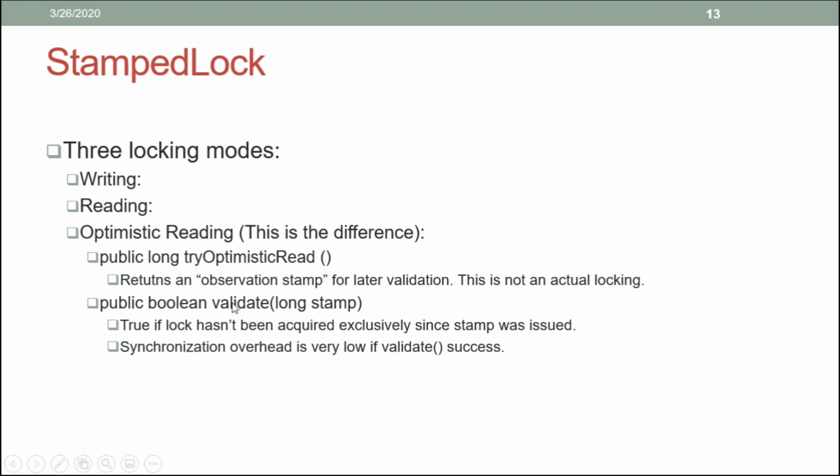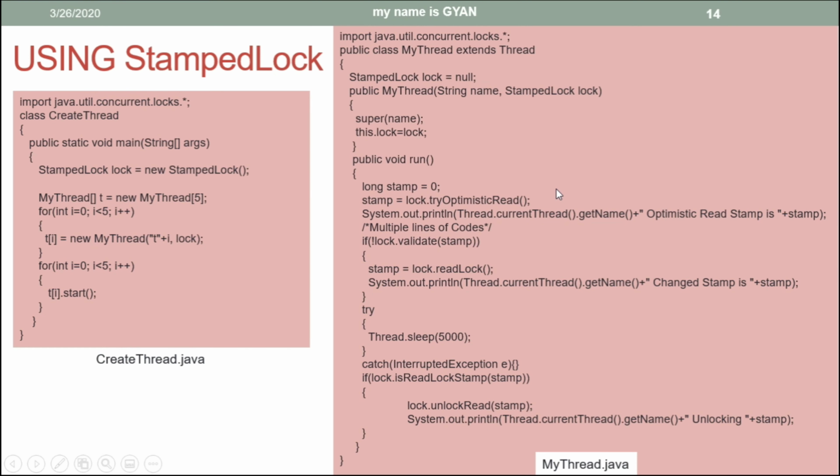If I try to tell you about optimistic reading on this slide, then you will get confused. So let's jump to the example and try to understand optimistic reading with clarity. Remember that there is no unlock method corresponding to the tryOptimisticRead method because it never gives you a lock. So how does the tryOptimisticRead method work?